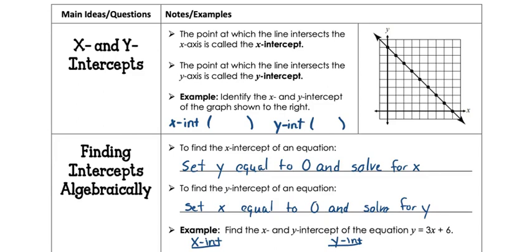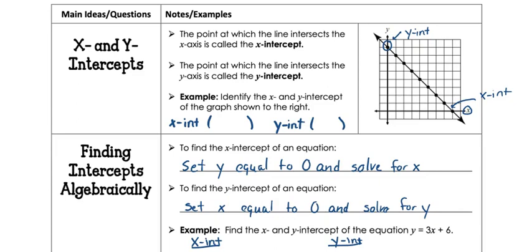Okay. The point at which the line intersects the x-axis is the x-intercept. So this would be our x-intercept, because it is on the x-axis. And then our y-intercept is the point at which it intersects the y-axis, so it would be right here. And that's what we're looking for today. Where is one value 0 and the other value not 0?